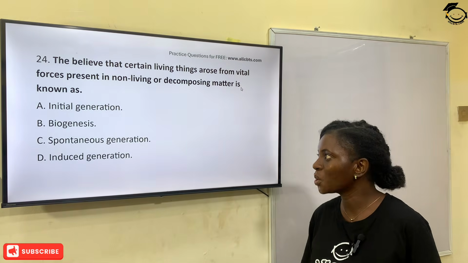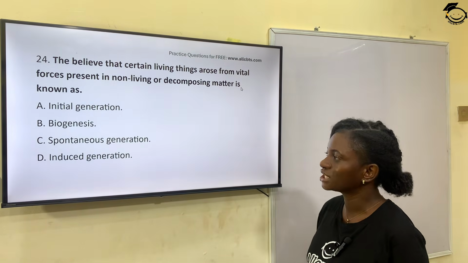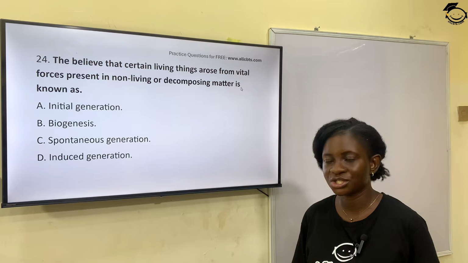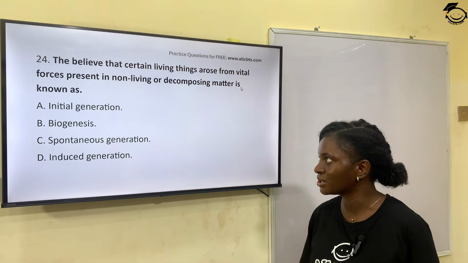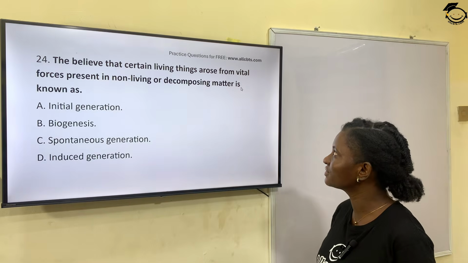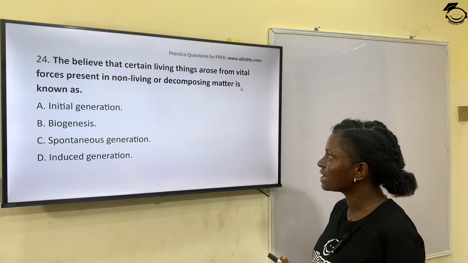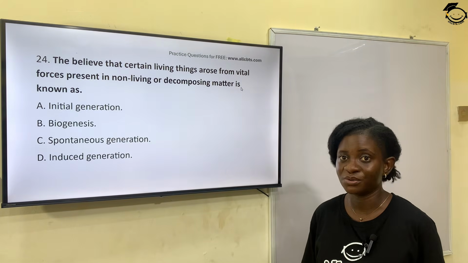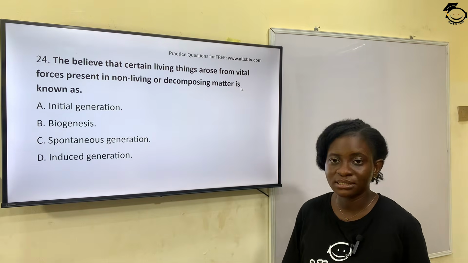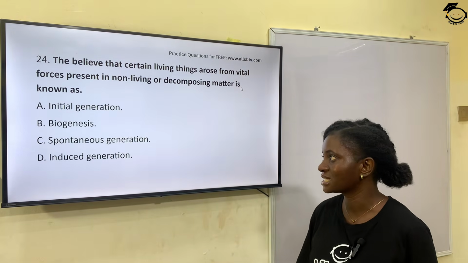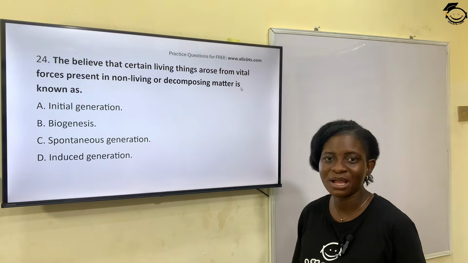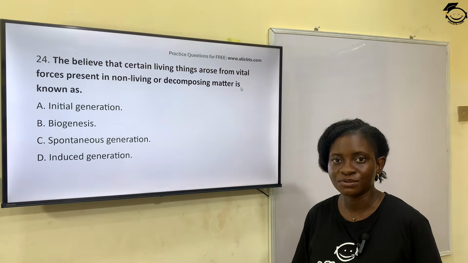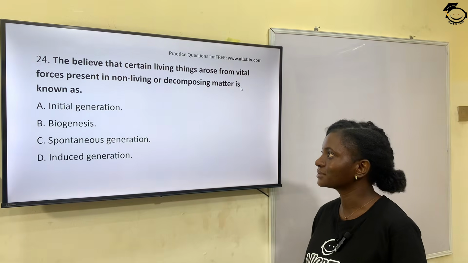Question 24. The belief that certain living organisms or living things arose from vital forces present in non-living or decomposing matter is known as: A. initial generation, B. biogenesis, C. spontaneous generation, D. induced generation. So the belief that certain living things arose from vital forces present in non-living things or decomposing matter is spontaneous generation. Living things arising from non-living things is known as spontaneous generation, while biogenesis is living arising from a living organism. So spontaneous generation, option C, is the correct answer.